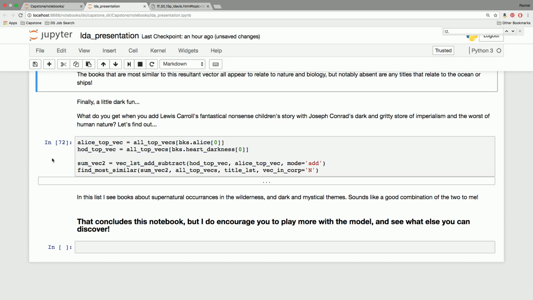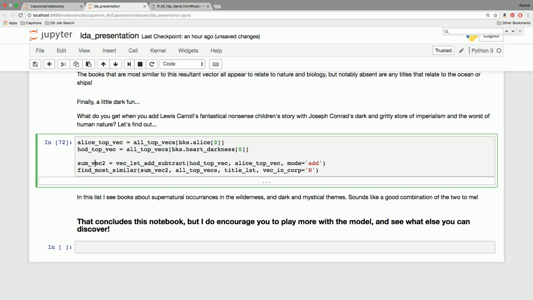And finally, because I have kind of a dark sense of humor and I thought this would be super fun, I want to add up Alice in Wonderland, Lewis Carroll's kind of fantastical nonsense children's story.